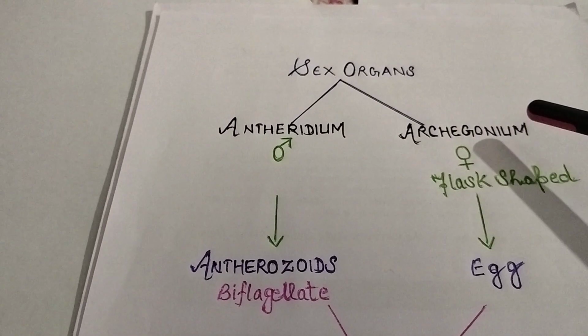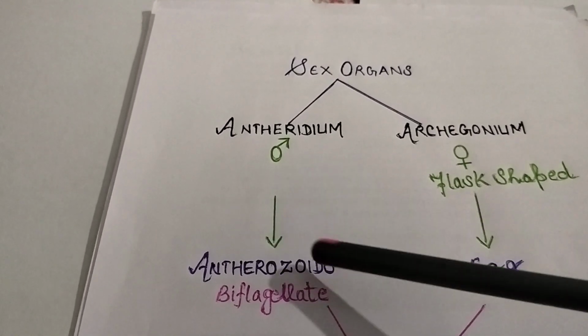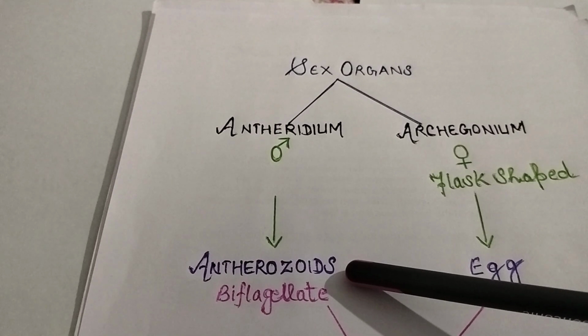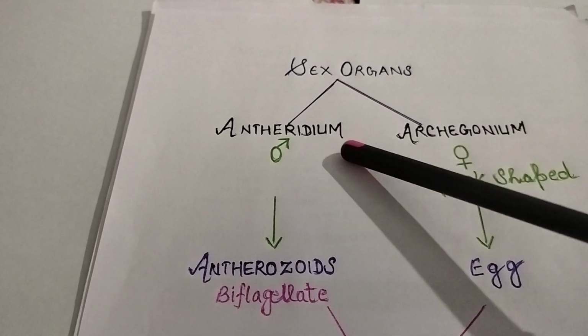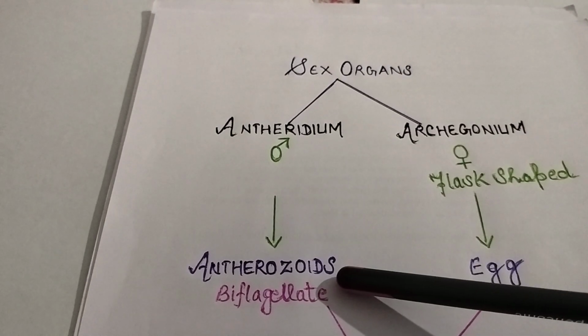Okay, now antheridium, that is male sex organ, will produce male gametes. Antheridium is the male sex organ. It will produce male gamete. And what is the name of male gametes here?